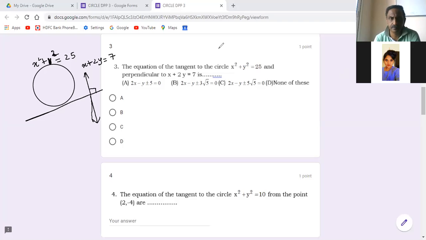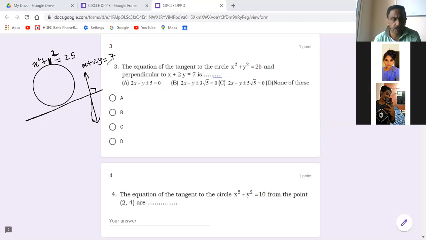Austin, you are going to give me the answer, step-by-step. First, what do you need? The slope of the tangent. So how will you get the slope of the tangent? First we'll find the slope of x plus 2y equal to 7. That is equal to minus 1 by 2. So the slope of the tangent is 2. So we got the slope and we got a square as 25, so a is 5. So, sir, we can write now the answer.